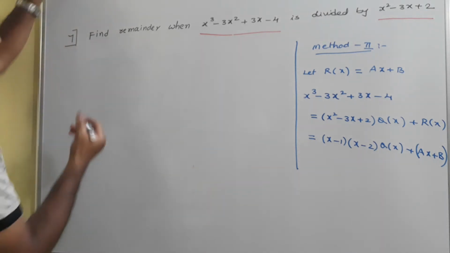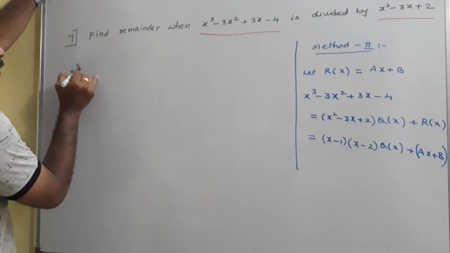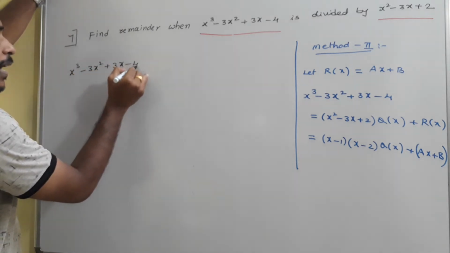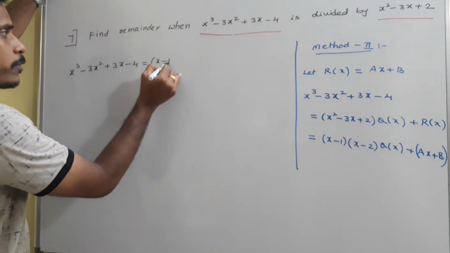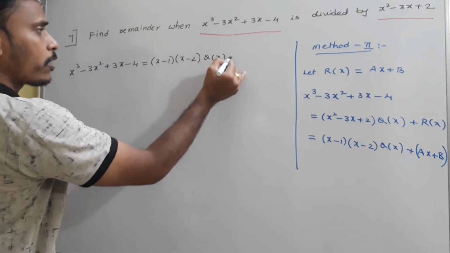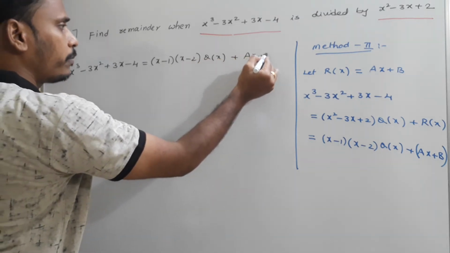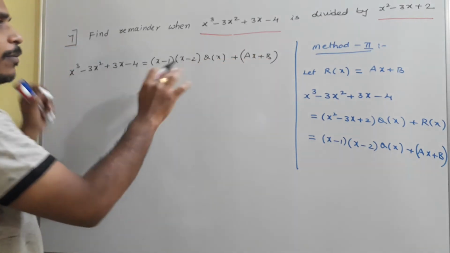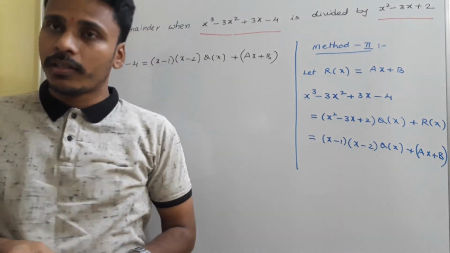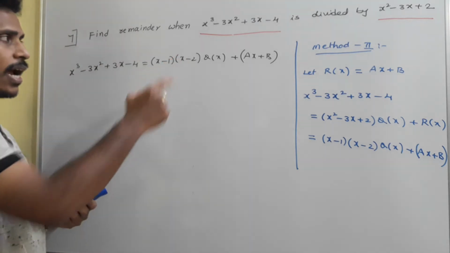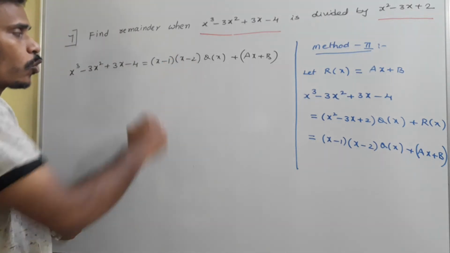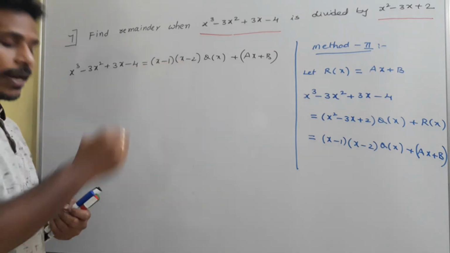So finally what we have, x cube minus 3x square plus 3x minus 4 is equal to x minus 1 into x minus 2 into q of x plus ax plus b. So this is from the statement of division algorithm. That is the sense, which is true for all the values of x. I need to find a and b. I don't know the quotient. So to eliminate this quotient, you just think about these two factors.